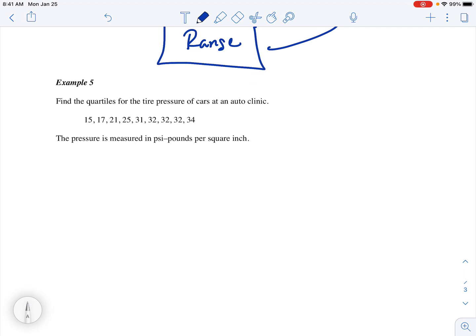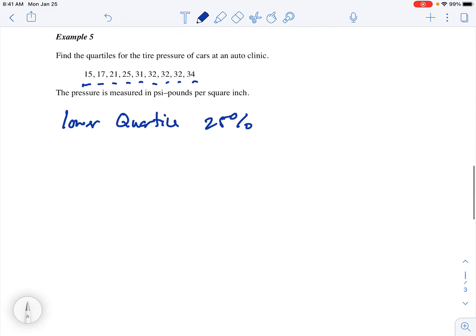All right, so example 5. We want to find the quartiles for the tire pressures of the cars at an auto clinic. We have the ones right here. So we got 1, 2, 3, 4, 5, 6, 7, 8, 9. So we got 9 of those. Okay, the lower quartile is the bottom 25%, which is also called the first quartile.